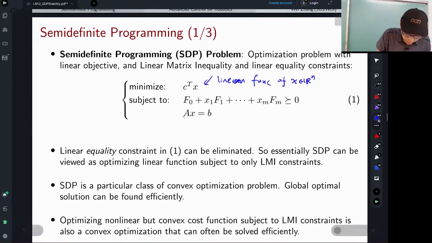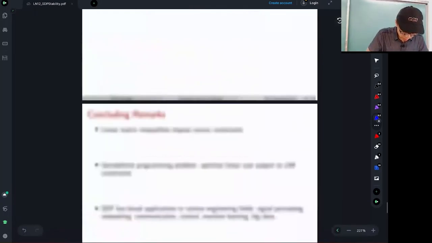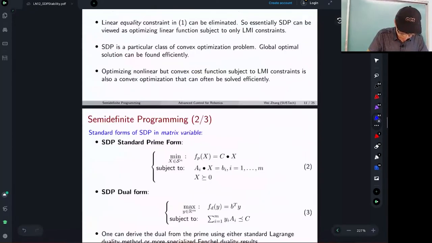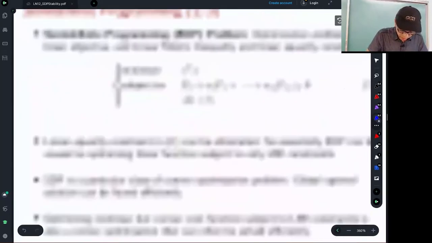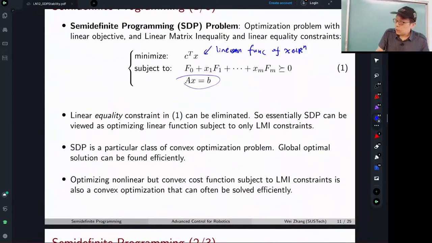The linear equality constraint can be eliminated, since it imposes some constraint on x, so you can eliminate those constraints and have other free variables. Essentially, SDP can be viewed as optimizing linear functions subject to linear matrix inequality constraints. So SDP is a particular class of convex optimization.